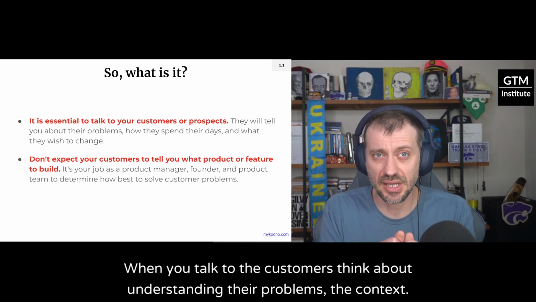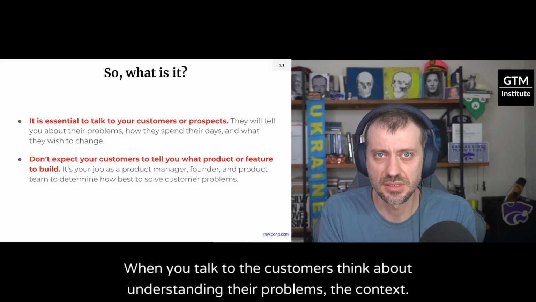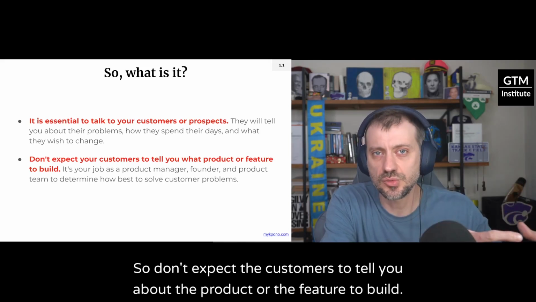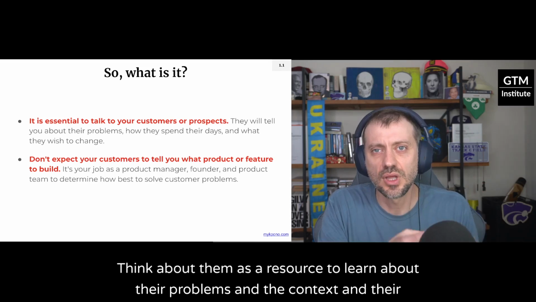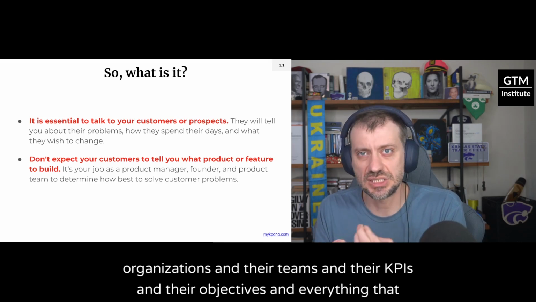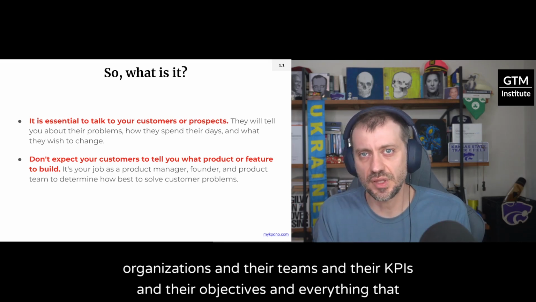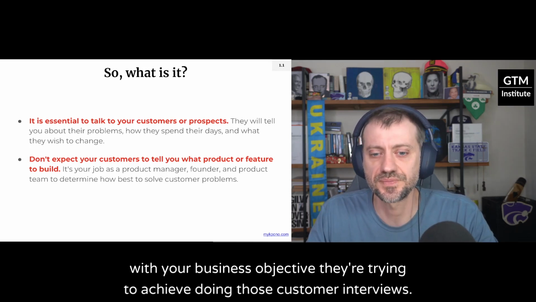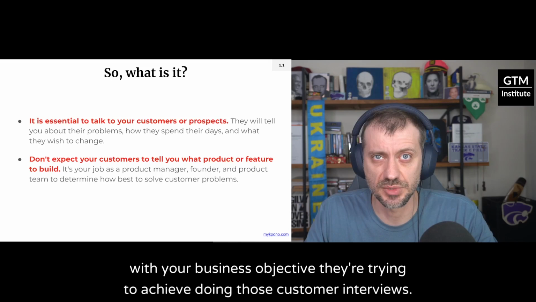When you talk to the customers, think about understanding their problems and the context. Don't expect the customers to tell you about the product or the feature to build. Think about them as a resource to learn about their problem and the context, their organizations and their teams, their KPIs and their objectives, and everything that might help you with the business objective you're trying to achieve during those customer interviews.